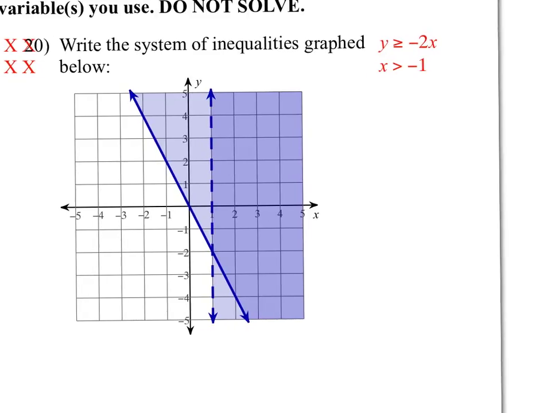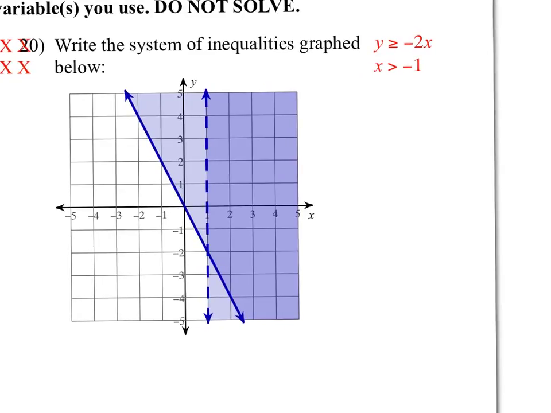All right, if we move over to question 20, we're supposed to be writing a system. So this first equation, they're getting that because you're starting at 0 and you have a slope of -2 over 1. It's solid and you're shading above, so we're going to do greater than or equal to. On our other line, this is just a vertical line that's only cutting through the x-axis at 1, so that's why I have the x and the 1. And we're shading to the right, and it's dashed, so that's going to be greater than there. You really need to know your greater than, solid, and dashed rules for this test, so make sure you review those if you need to.